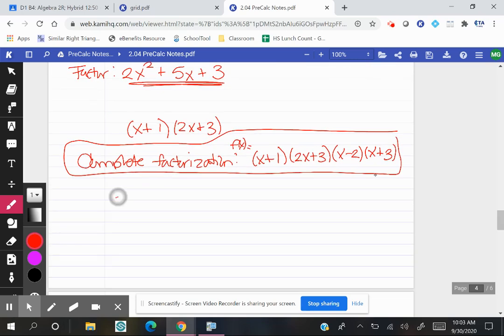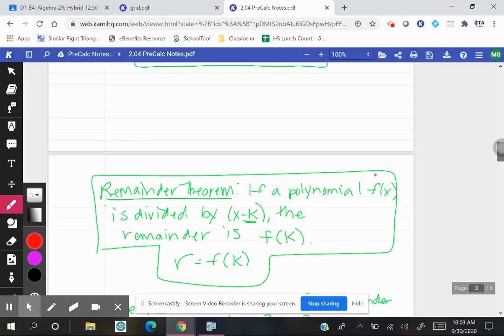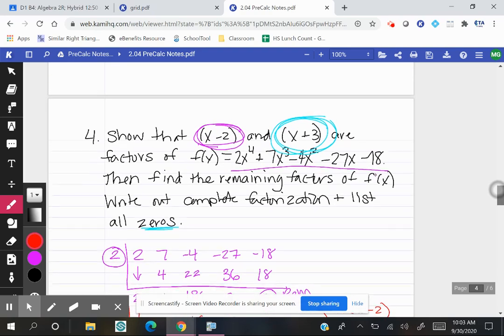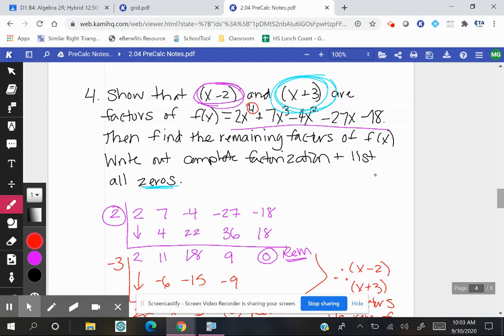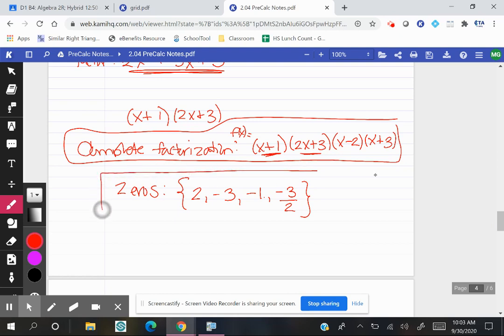And then our zeros, it asked you to list out all the zeros. We know from the givens that 2 is a 0, negative 3 is a 0, because they gave us those factors and we verified that those were factors by finding they had a remainder of 0. And then you'd want to set these 2 equal to 0 as well. So we'd get negative 1 and we'd get negative 3 over 2. Again, double check. We have 1, 2, 3, 4 zeros. Our highest exponent is a 4, so that means we should have 4 zeros. In this case, they were all real numbers.